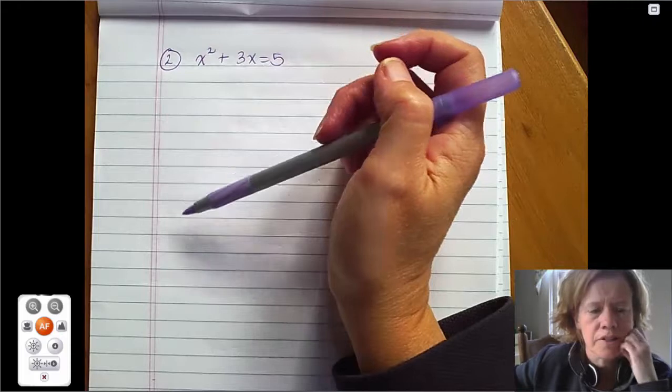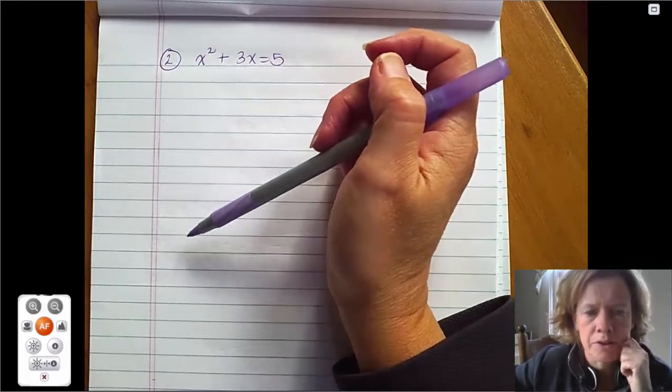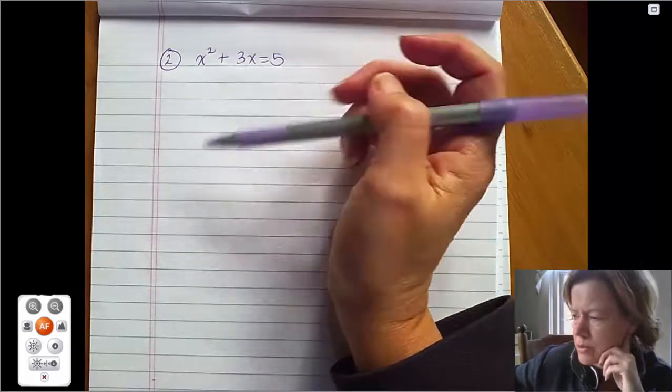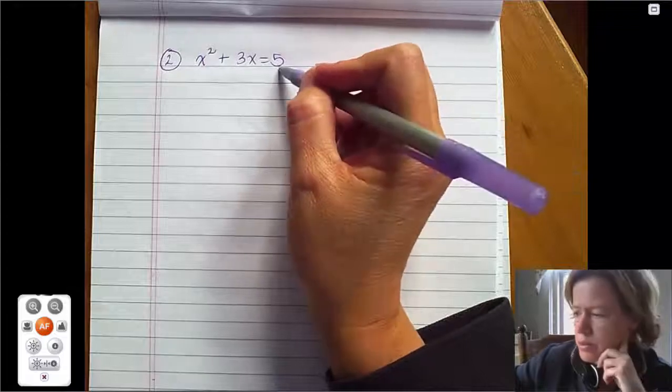So for our second example, we'll solve x squared plus 3x equals 5. So the first reminder is that first we need to set this equal to 0.